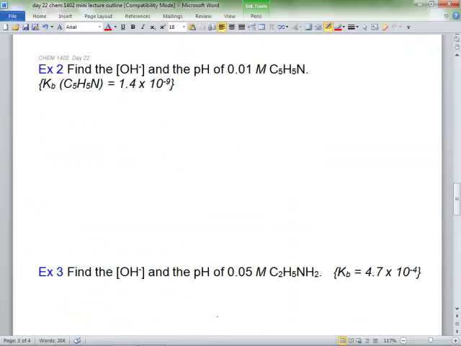Here we go. Find the hydroxide concentration and the pH of 0.01 molar C5H5N, and Kb for it is 1.4 times 10 to the negative 9. So this guy must be in the table, right? And I looked up the Kb, the other column across from it, and there's my Kb number.